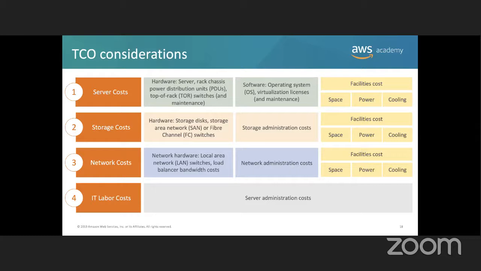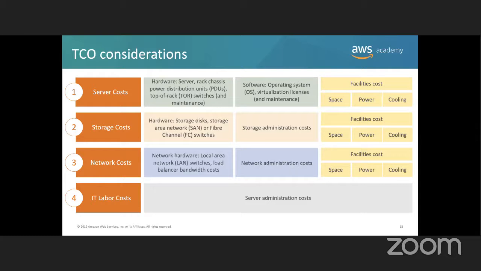Also, you have to have a storage cost. You have to have hardware, storage disk, storage area network, fiber channel, switches. You have network hardware, local area network switches, load balancer, bandwidth cost. You have to pay people, right? Server administrators cost. You have to have software, operating system, virtualization licenses, the storage administration cost, network administration, blah, blah, blah. So much that you have to pay. So much, right? So someone just considering moving to the cloud should consider all of this, right? And of course, all of this was going to be calculated with the TCO.